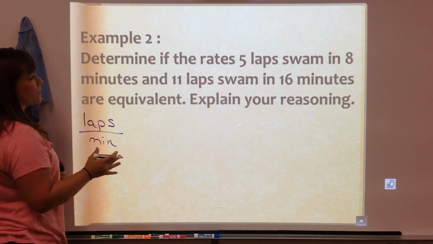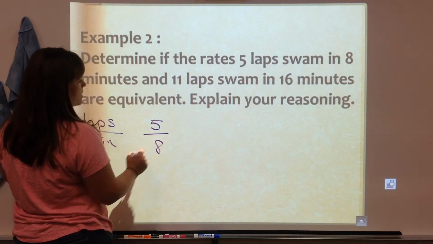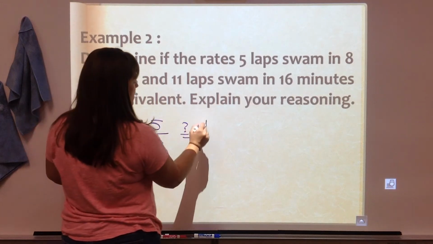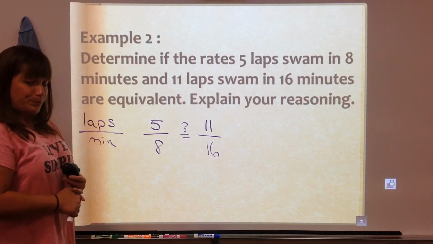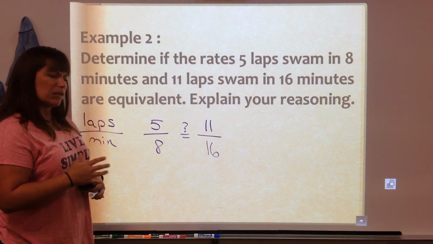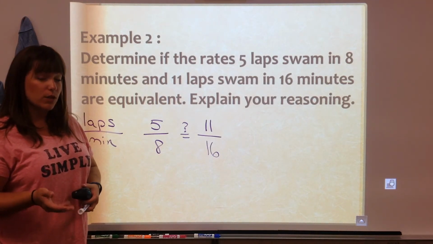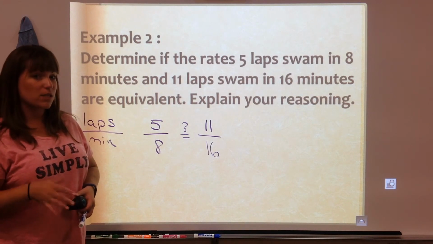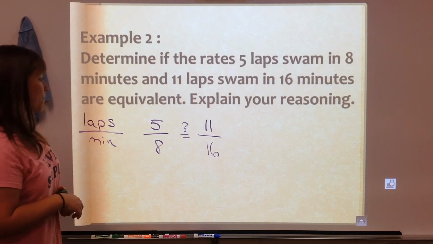And we have 2 different ratios. We have 5 laps to 8 minutes. And we want to see, is it the same as 11 over 16? So my fractions are a little bit more difficult to try to put into unit rates. We could, but I'm going to go the equivalent fractions way of showing this, and then I'm also going to do the cross product ways of showing this, just to give you the variety.